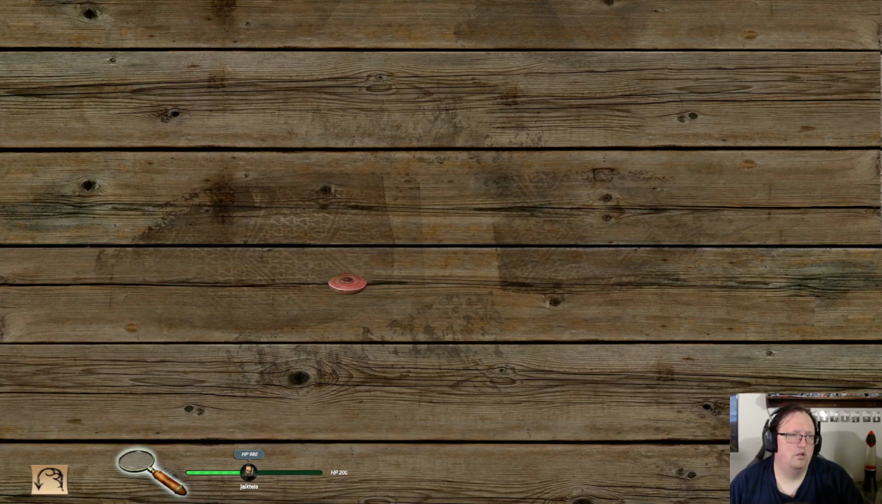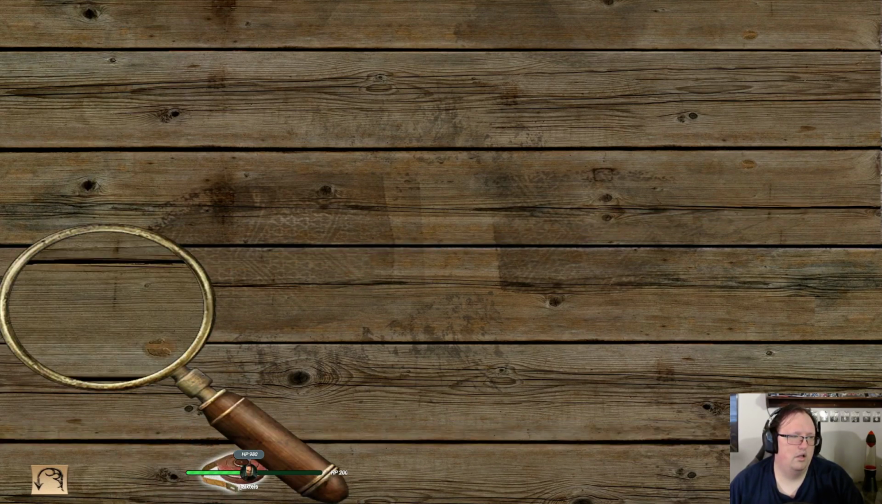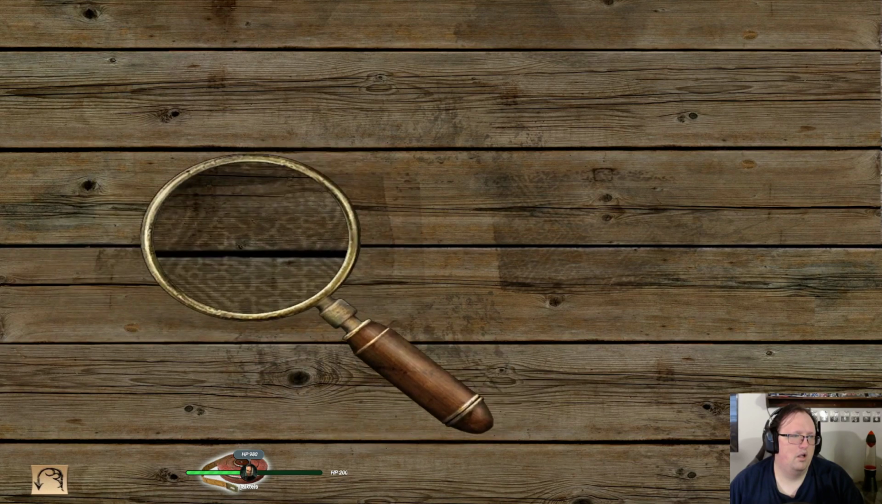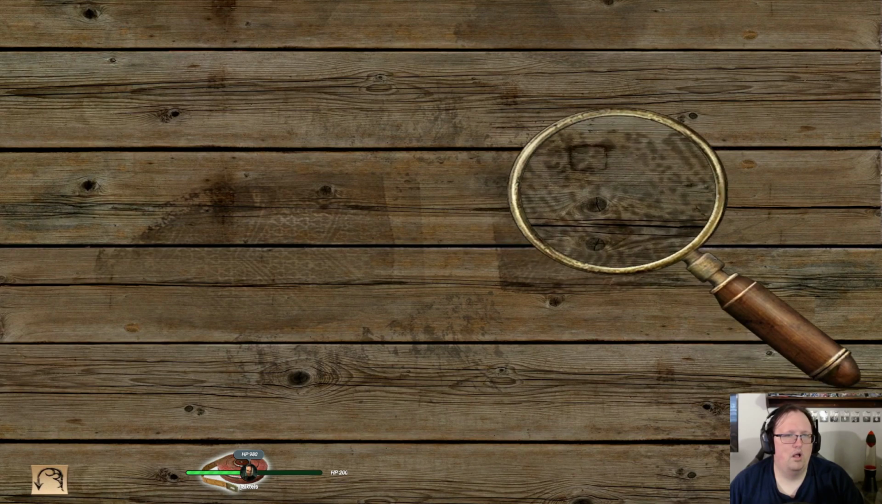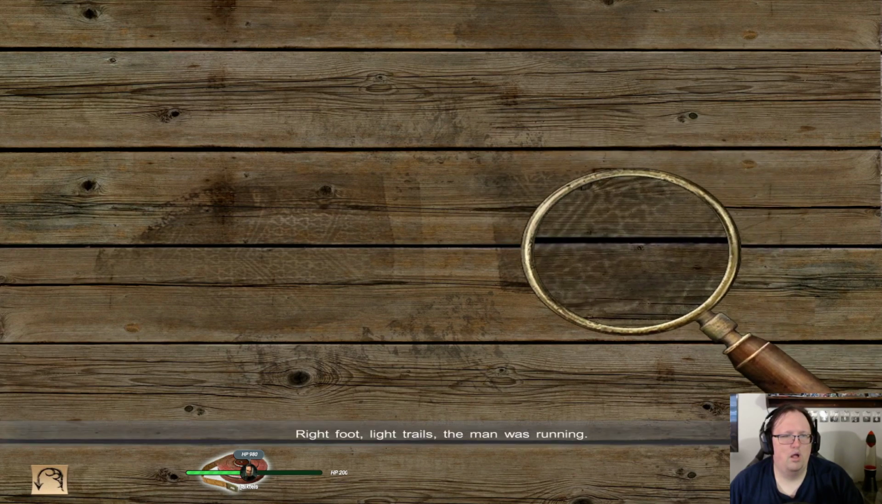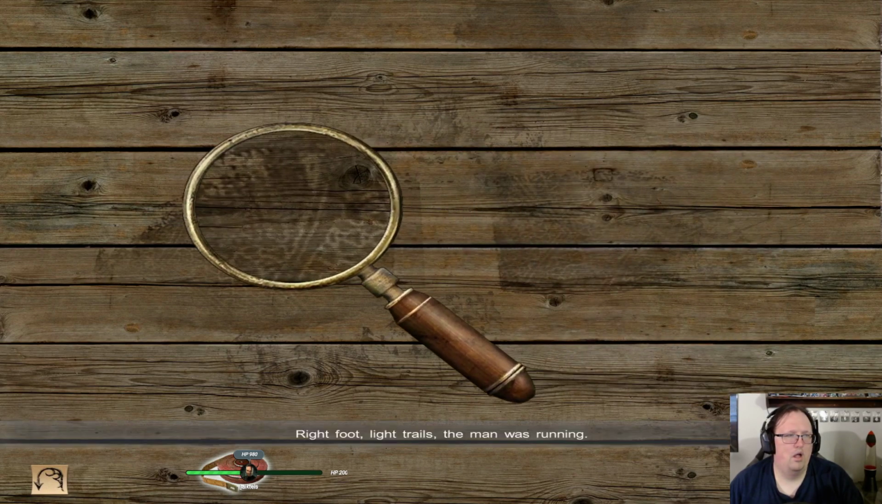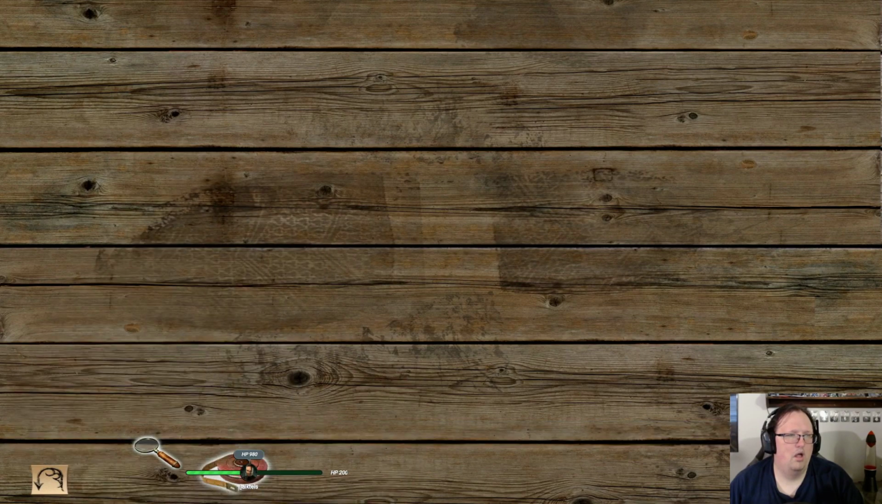Size 13. Right foot, light trails. The man was running.